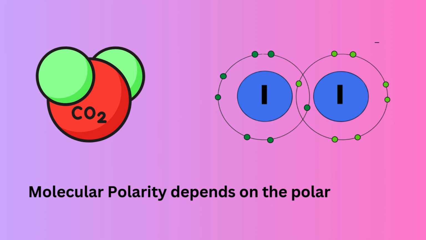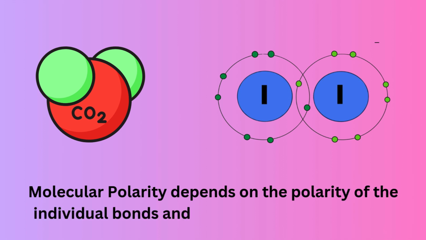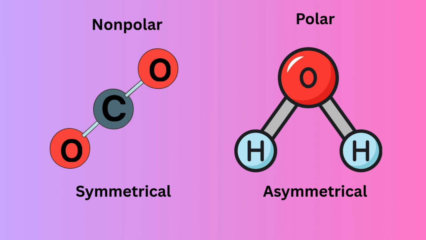What makes a difference? Molecular polarity depends on two things: the polarity of the individual bonds and the overall shape of the molecule. If there's a big difference in electronegativity between two atoms, then that bond will be polar, like we talked about. It'll have that dipole moment. But even if a molecule has polar bonds, that doesn't necessarily mean the whole molecule is polar.